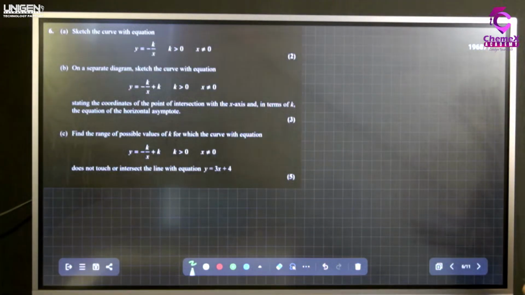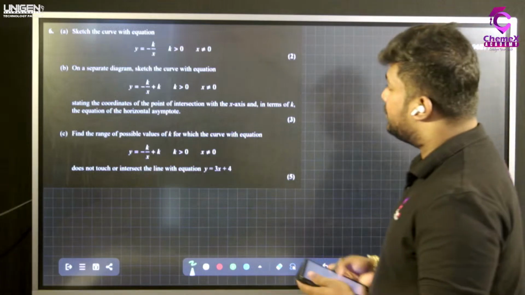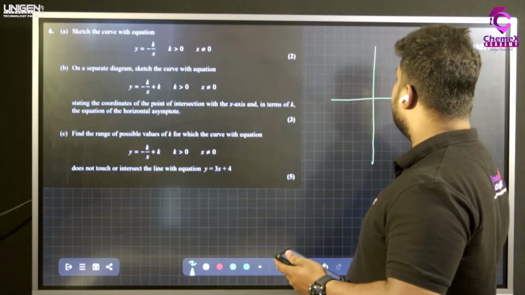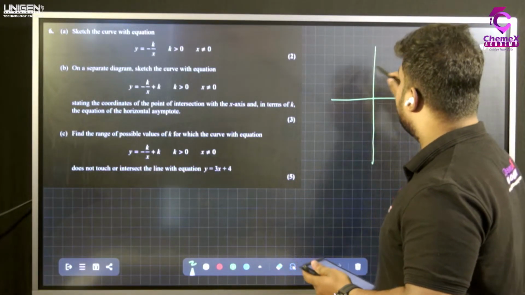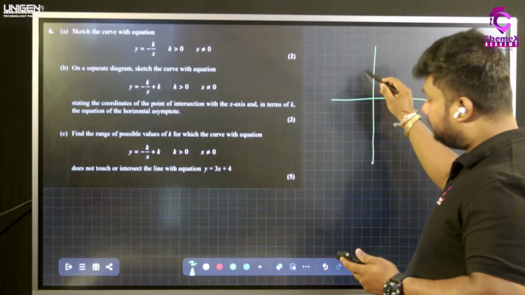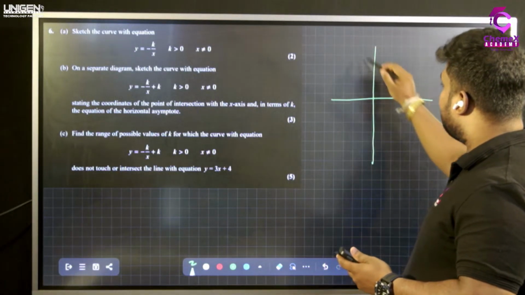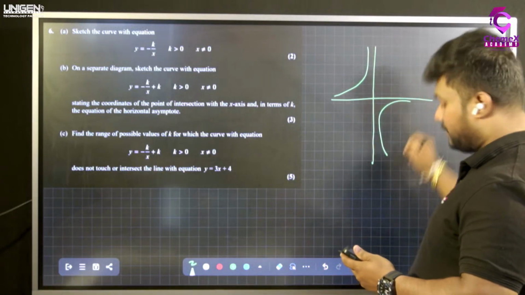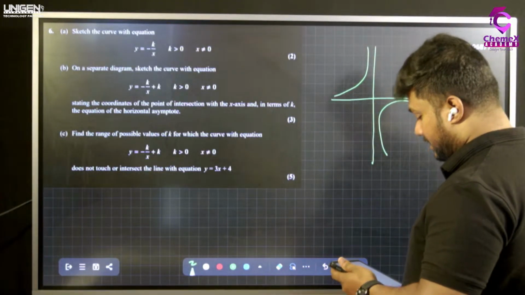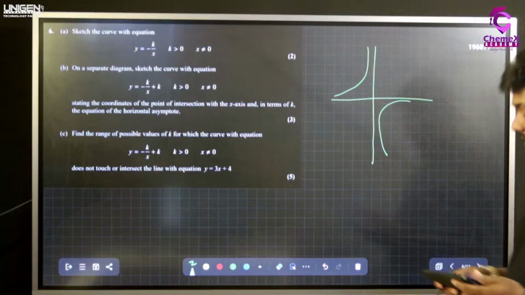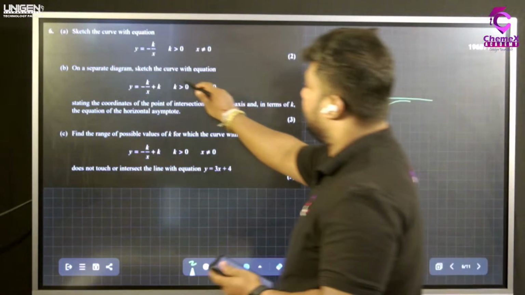Let's move on to the sixth question. They're asking to draw. Usually, the 1 over x graph is here and here, no? Minus 1 over x is here and here. So this is minus 1 over x plus k. So how do you draw minus 1 over x plus k? k is a positive number.